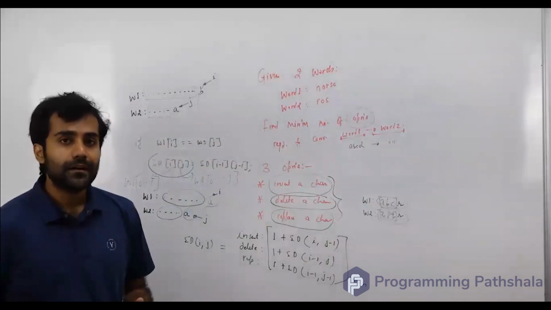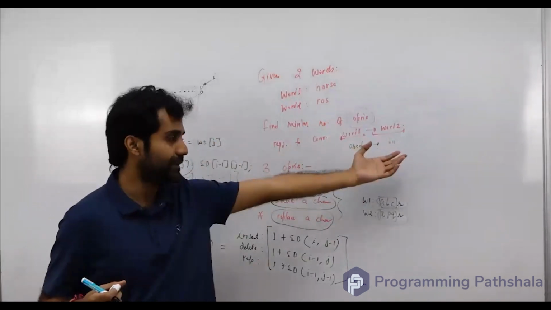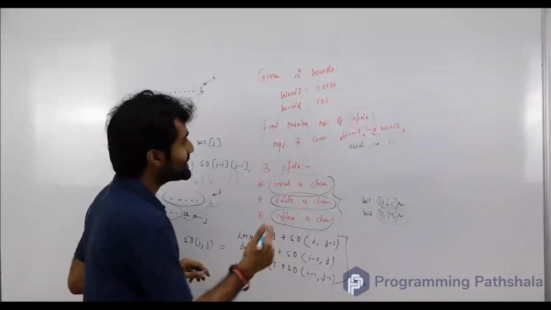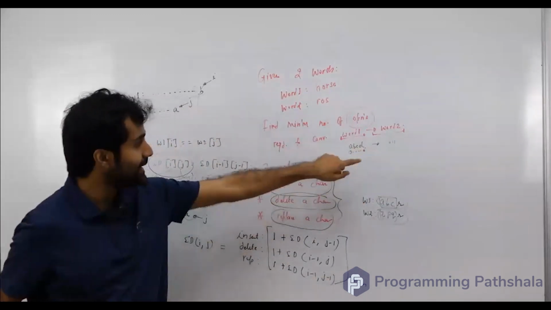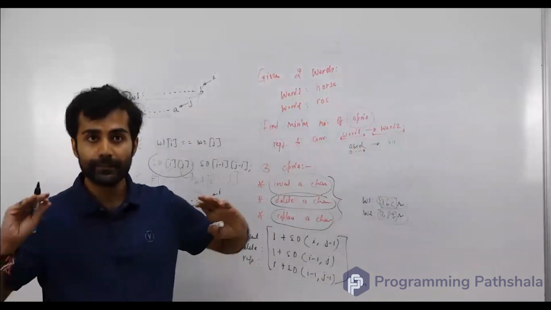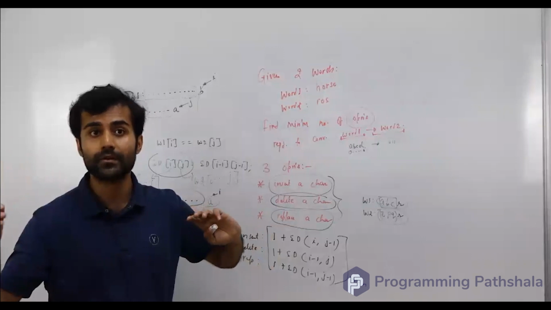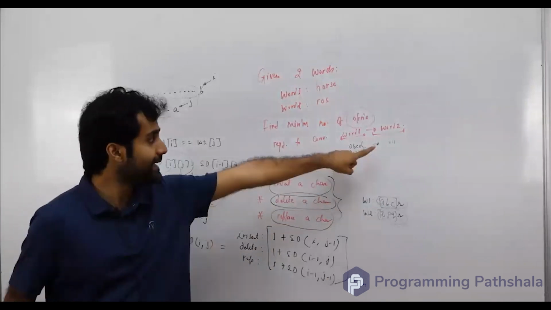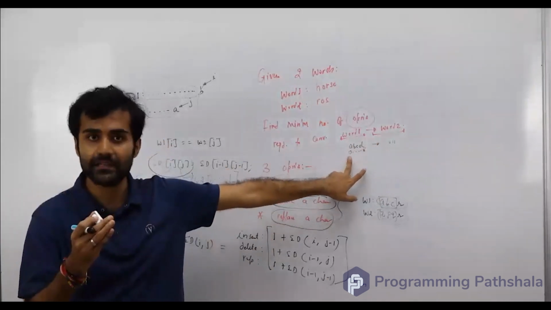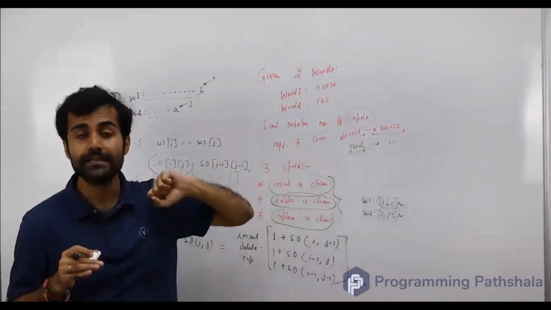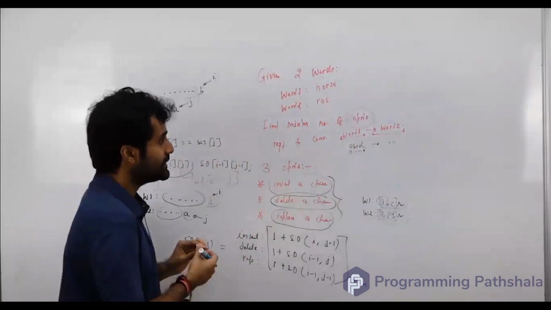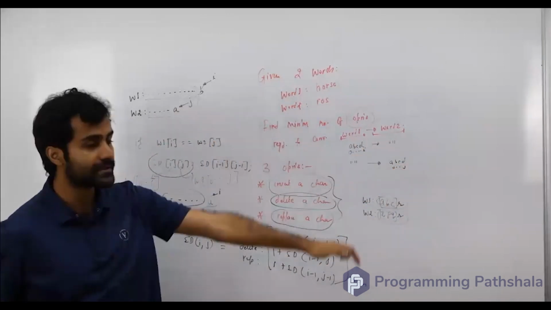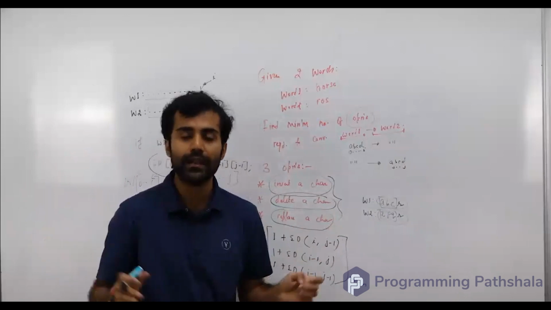Now, what will be the length of your first word, if the last index is I? Will it be I or will it be I plus 1? It will be I plus 1 because indexing starts from 0. So we can say that if J is -1, return I plus 1, which denotes the length of first word. Similarly, if your I is -1, if your word 1 is empty, then return J plus 1, which denotes the length of second word. So that is your simple termination condition.